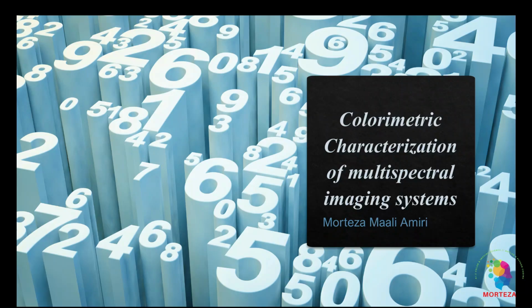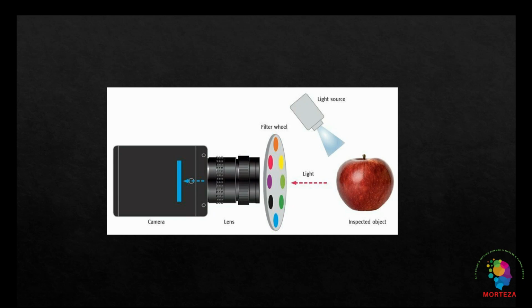Let's get started. As I said, in this video I want to talk about colorimetric characterization of multispectral imaging systems. Multispectral imaging systems play a crucial role across various fields due to their ability to capture detailed spectral information beyond what is visible to the human eye. Some key applications include enhanced analysis and discrimination, quality control and inspection, medical diagnostics and imaging, environmental monitoring and management, remote sensing and geospatial applications, and forensic analysis and cultural heritage preservation.